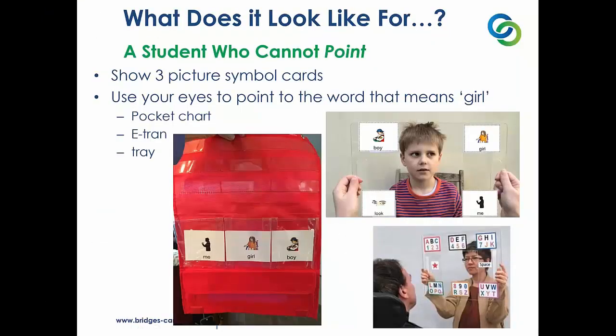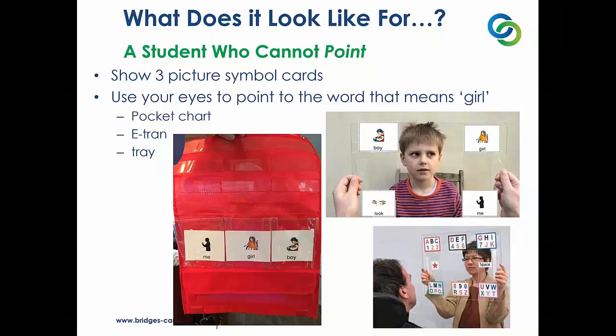So if we have a student who cannot point, again we can show them the 3 picture symbol cards, but rather than asking them to point, we can ask them to use their eyes to point to the word that means girl. You could position those cards in a pocket chart and have them gaze towards their choice.